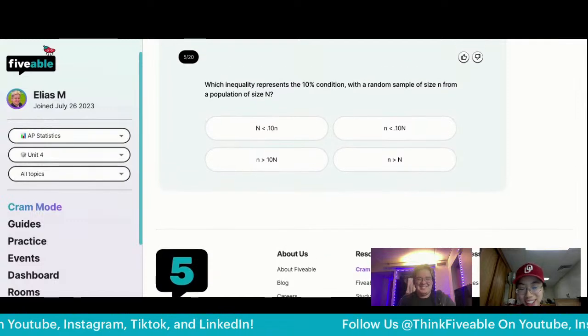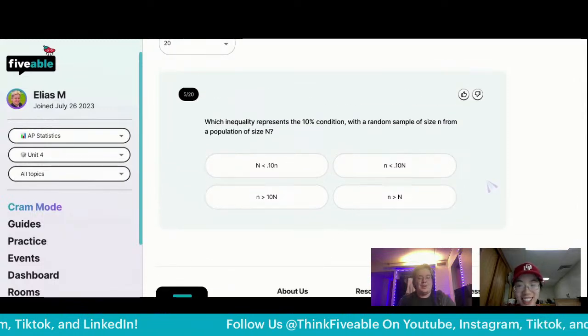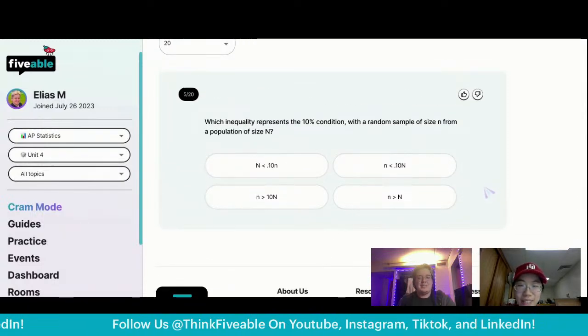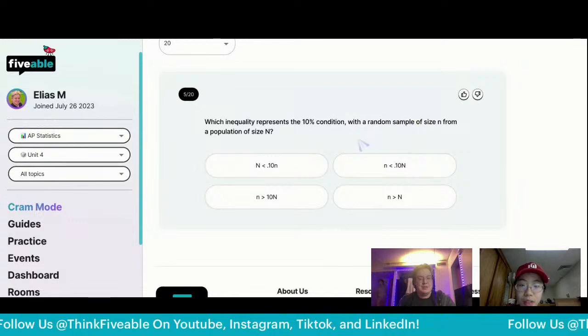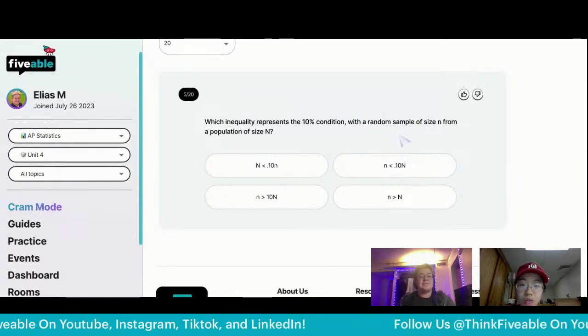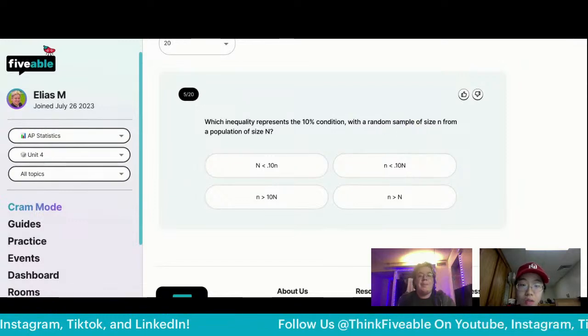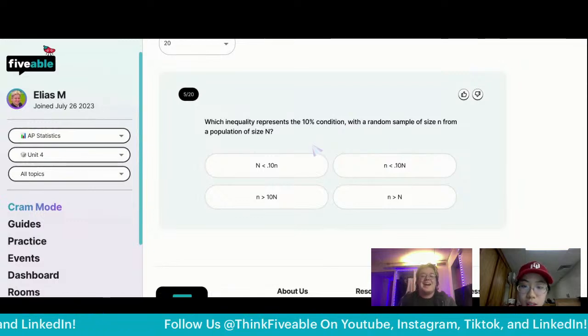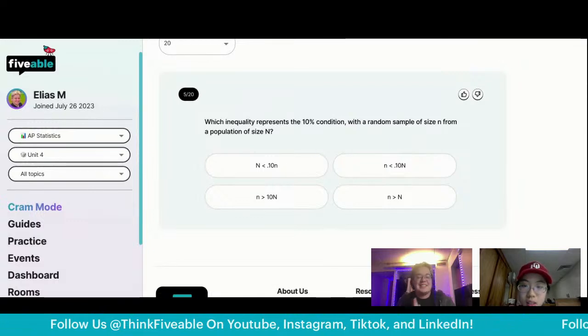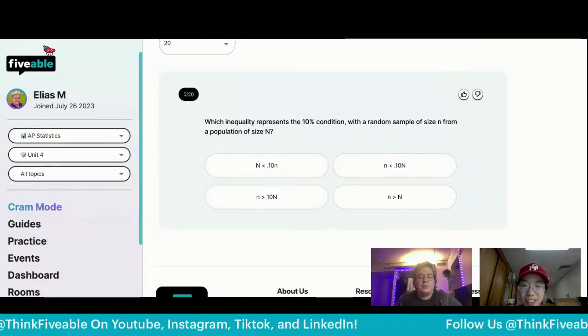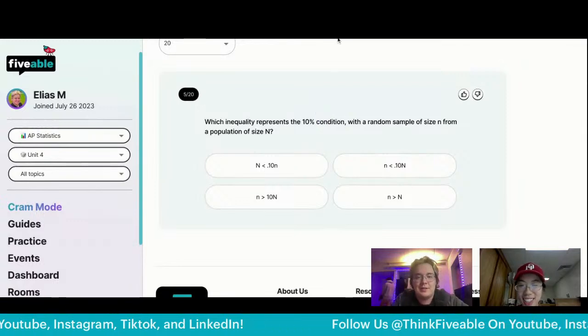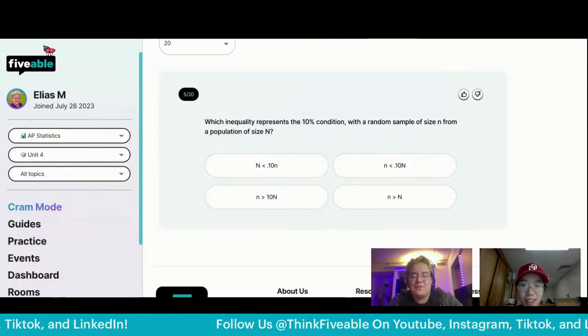We're very popular. Which inequality represents the 10% condition with a random sample of size lowercase n from a population of size capital N? Ooh, 10%. All of these n's. Too hard to verbally say.